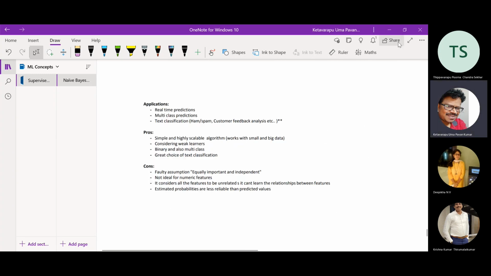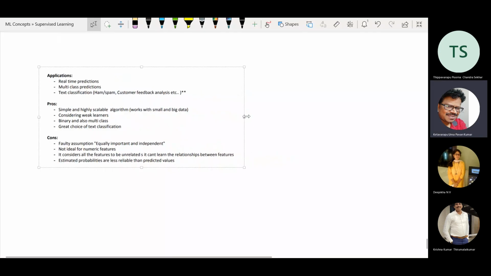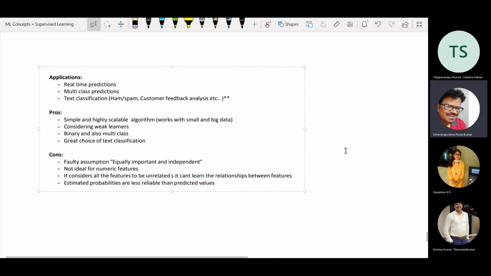Have a look at this, guys. Which are the applications? I have compiled some points for us. In real-time prediction, just now we saw spam or non-spam. Then multi-class prediction: if I have two variables, it is a binary classification, but sometimes there may be more classes, a multi-class classifier. I will definitely cover one more example on that.